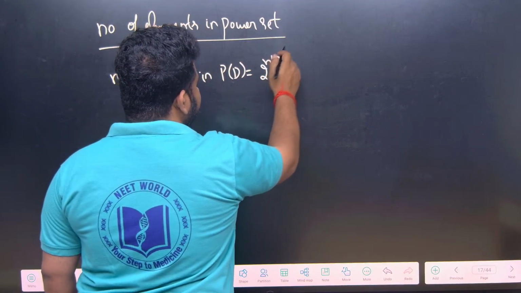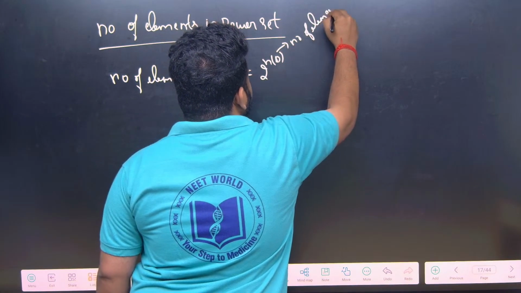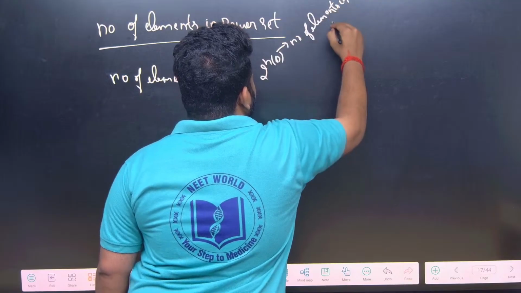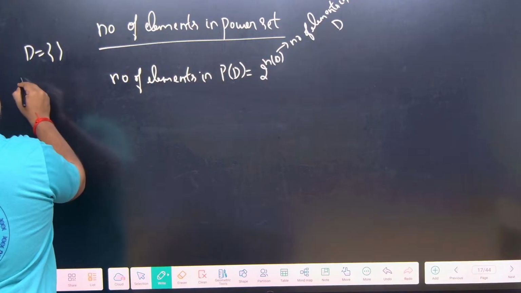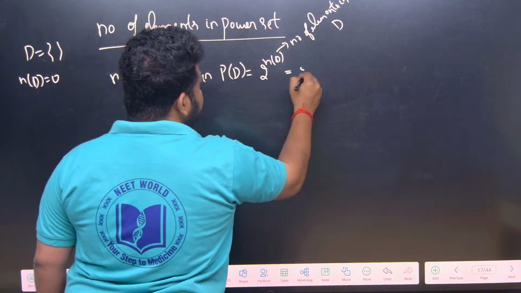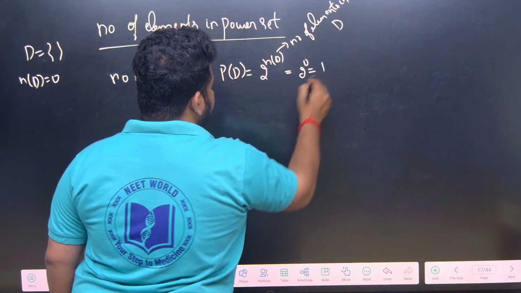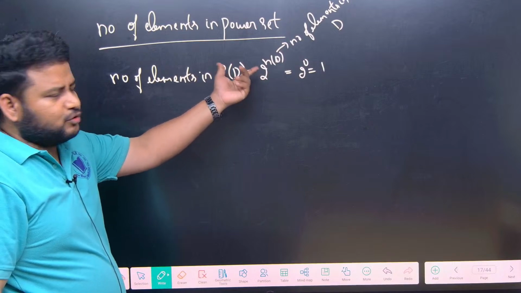N of d is what? The number of elements in d. D is what? Null set. So n of d will be equal to 0. So this will become 2 power 0, which is nothing but equal to 1. So if it is given like this, P of d, you will write it as 2 power n of d.